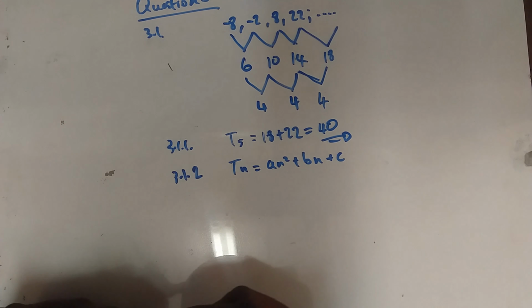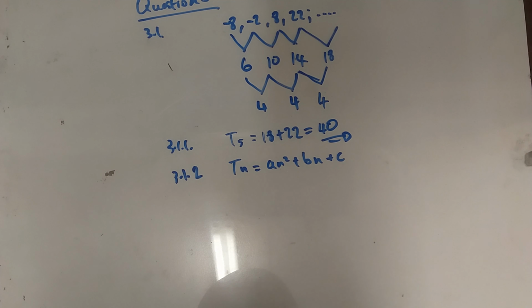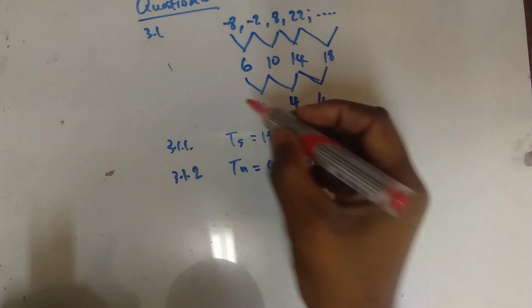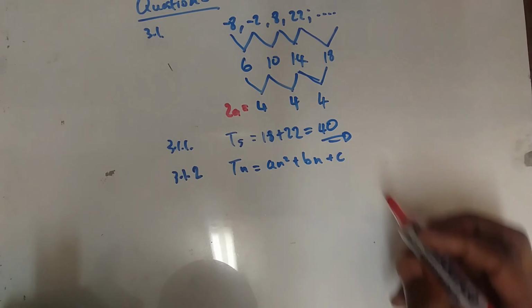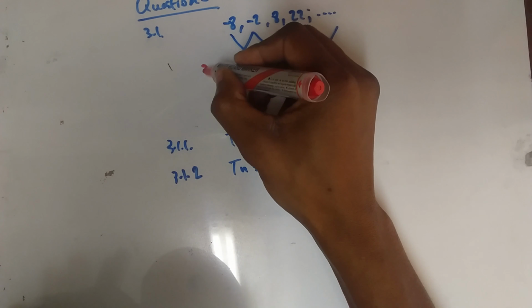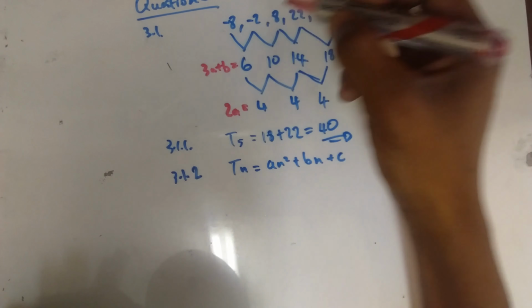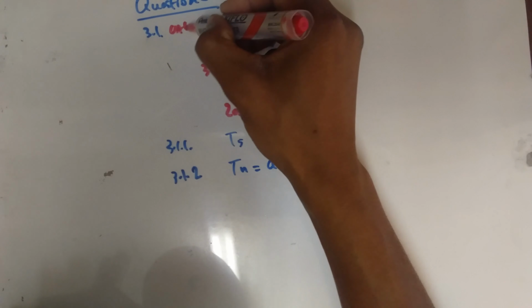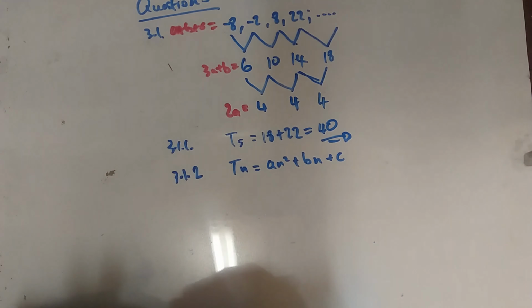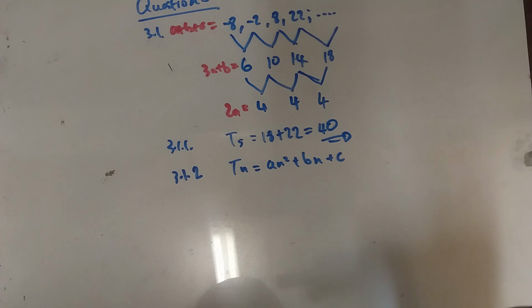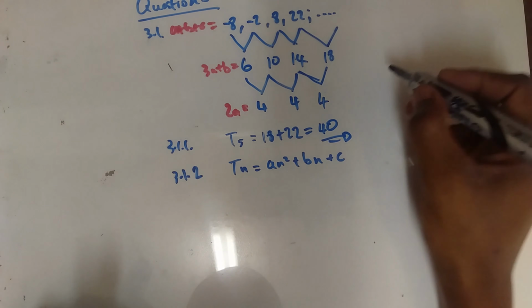Okay, and what we know is for us to find the value of a, we need to equate 2a to that. For us to find b, we need to equate 3a plus b to that. And for us to find c, we need to equate a plus b plus c to that. Okay, so therefore this means that I'll do it just here.